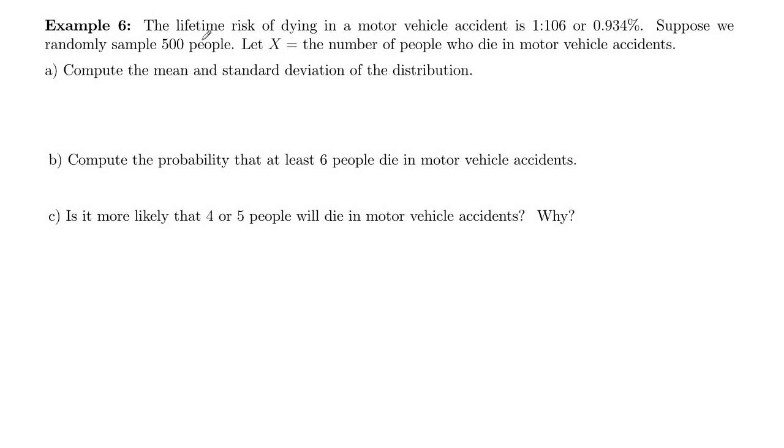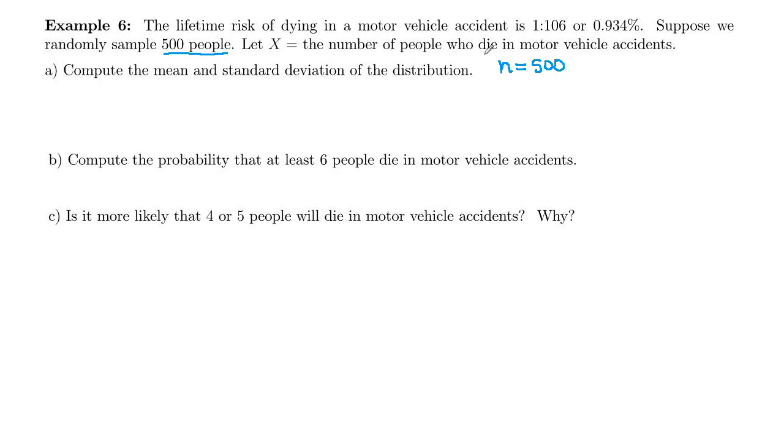In example 6, we are given that the lifetime risk of dying in a motor vehicle accident is 1 to 106. So that means one death for every 106 that survive. So that's 0.934%. So it's less than 1%. Suppose we randomly sample 500 people. That's going to be our sample size. So N is going to be 500.